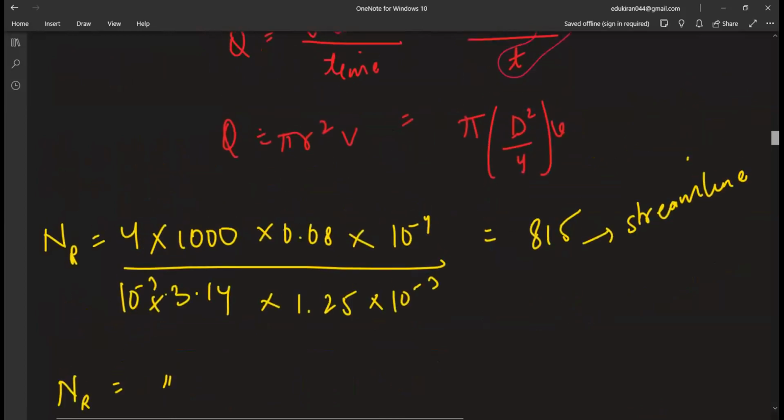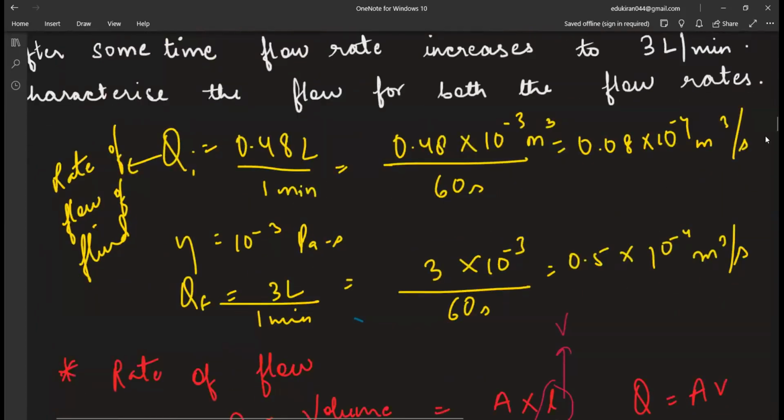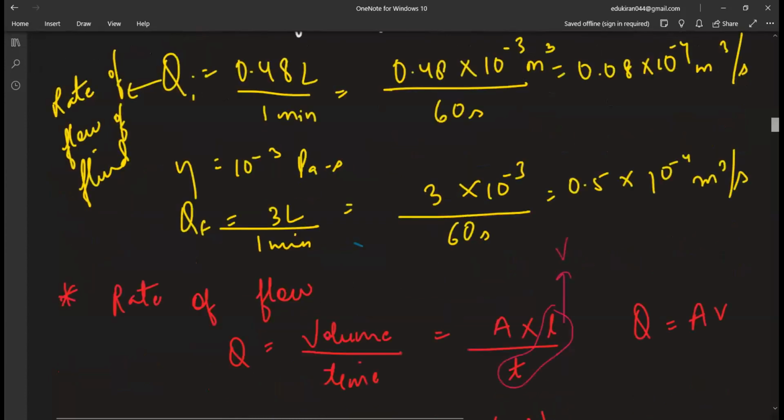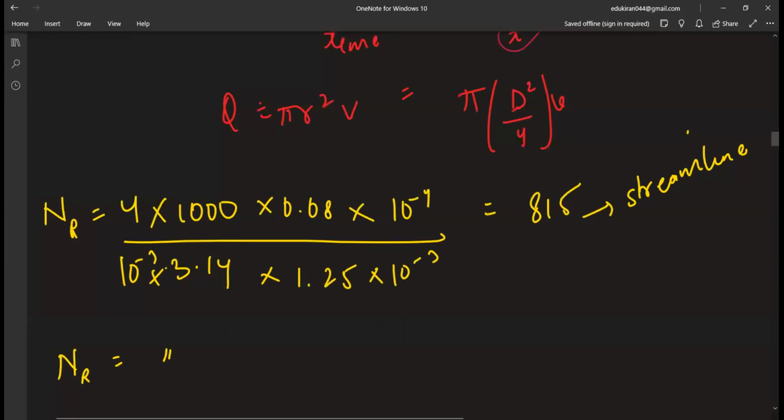So similarly for the second one also, second velocity you will put it as 0.5 into 10 to the power minus something. So you will get some value. Just check whatever values you're getting. Let me know. I think the second one will come out to be 5096, which will define turbulent flow.